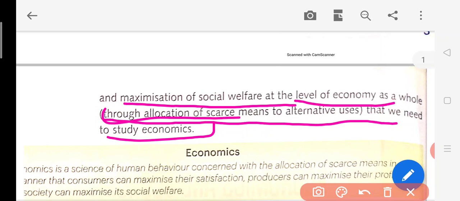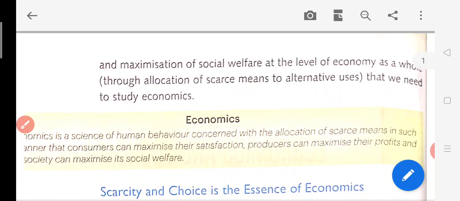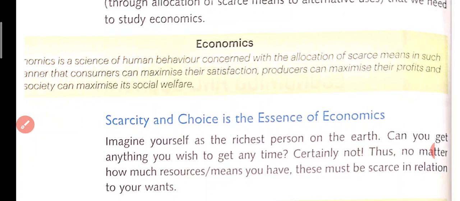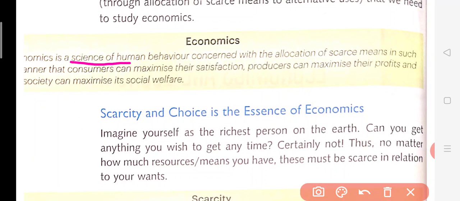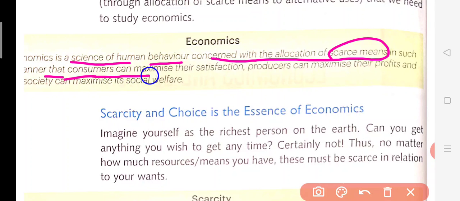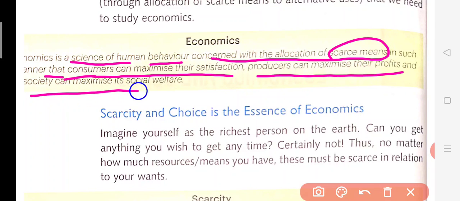So we'll read the definition of economics now. Economics is a science of human behavior concerned with the allocation of scarce means, like limited resources, in such a manner that consumers can maximize their satisfaction, producers can maximize their profit, and society can maximize their social welfare. So this is the definition of economics. Now we'll move further. Let us understand what is scarcity.